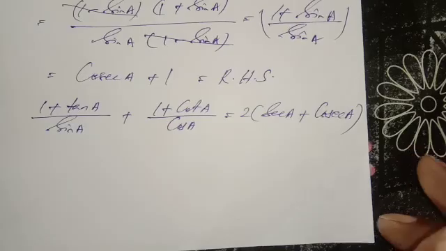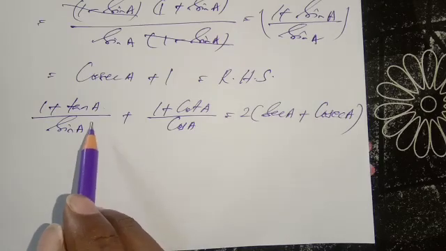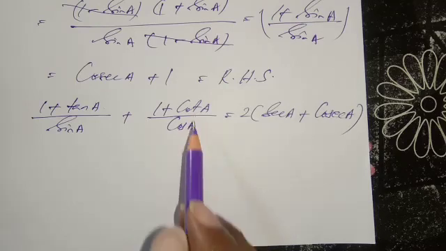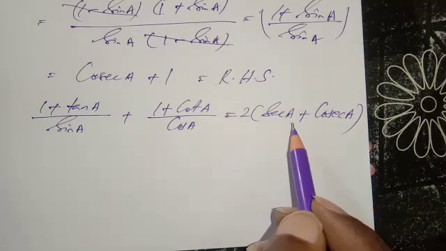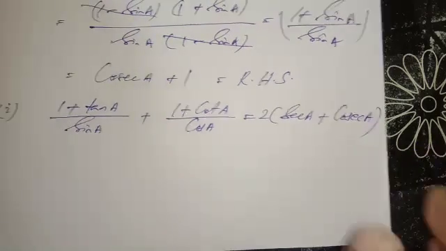Let's go 20, 21. 21 first part, you have to prove (1 plus tan A) by sin A plus (1 plus cot A) by cos A equal to 2 whole into (sec A plus cosec A). This is the question. First write left hand side.